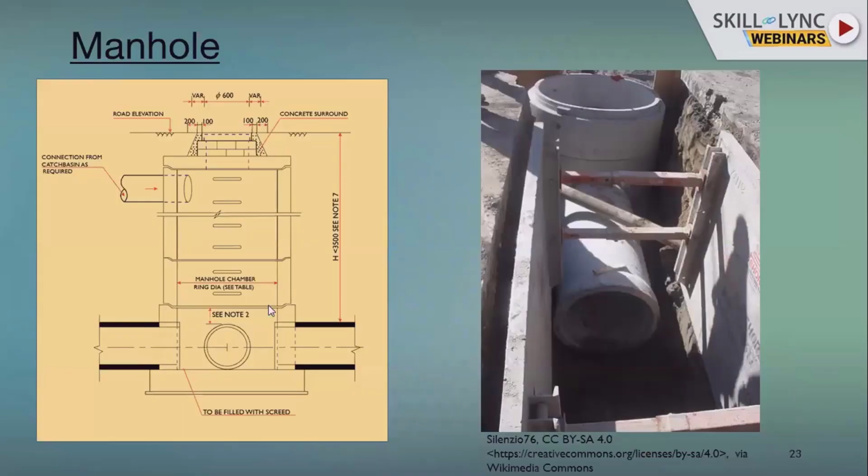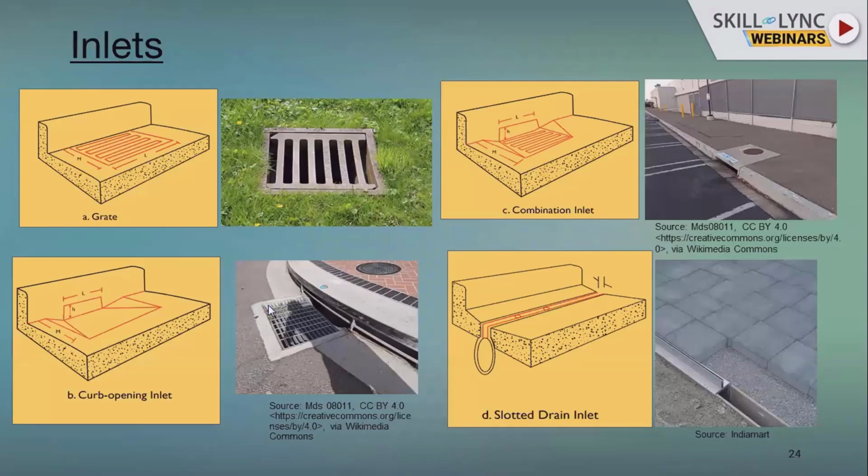Then we have manholes, and you know why we use manholes. Suppose you want to change the diameter of the pipe, change the direction of the pipes, or there is a slope change in the pipe, we use manholes for that. Then we have inlets. We generally have 4 types of inlet: grate inlet, curb inlet, the combination where you combine the grate and curb inlet, and so on. You will see this grate inlet is very commonly used everywhere.